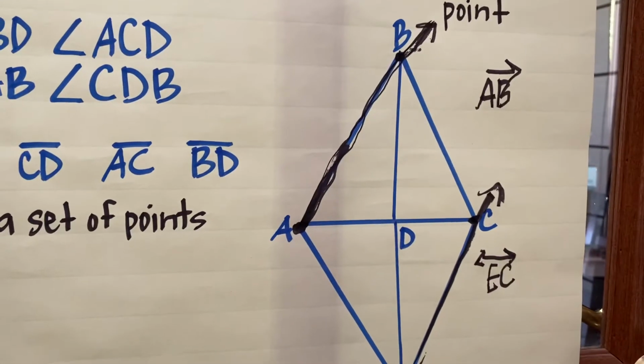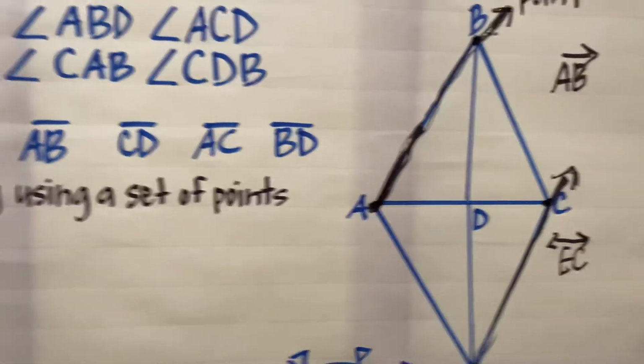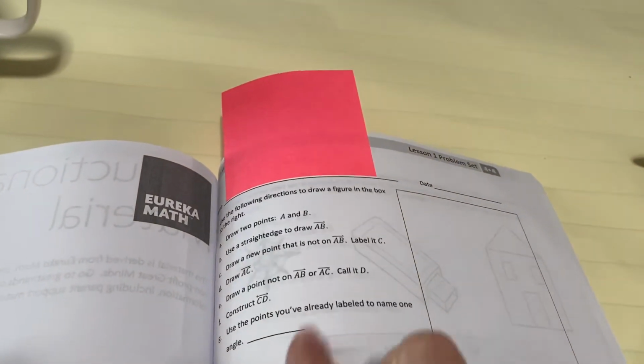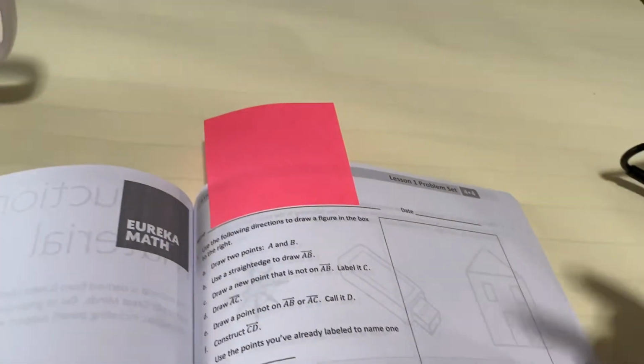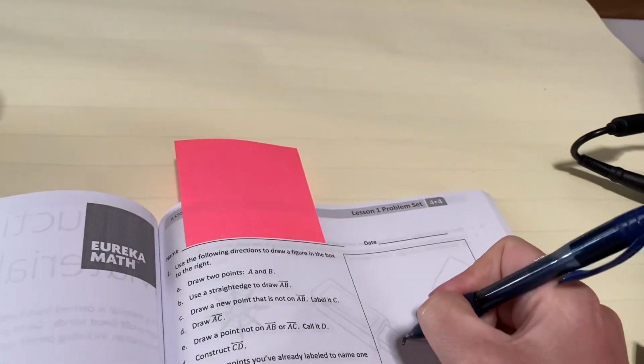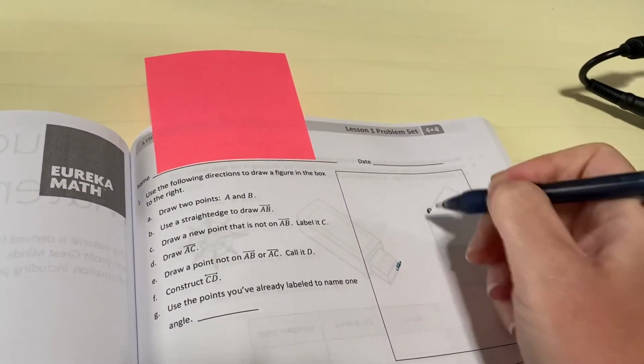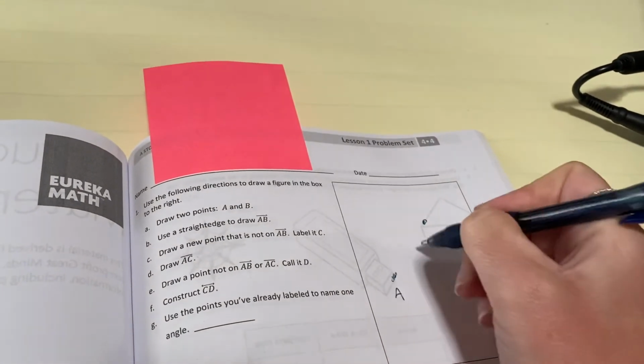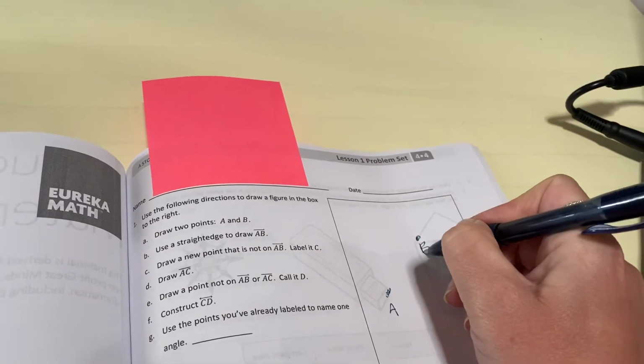That's what you're going to be doing in our first problem set. So let's take a look at that first problem set. It should look like this. Okay, so I'm going to go through the very first portion of this. It says to draw 2 points. So I'm going to go ahead and draw 2 points anywhere in my box. There's a point and a point, and I'm going to label them A and B.